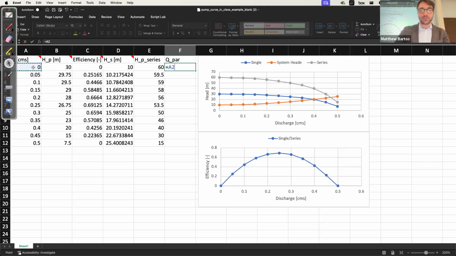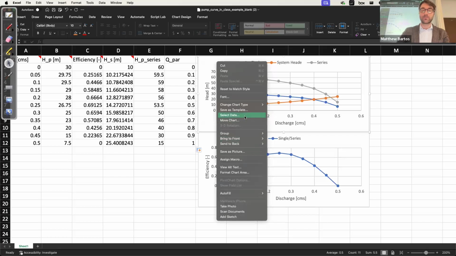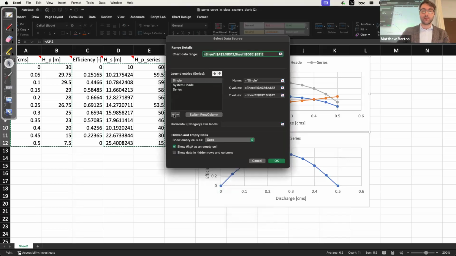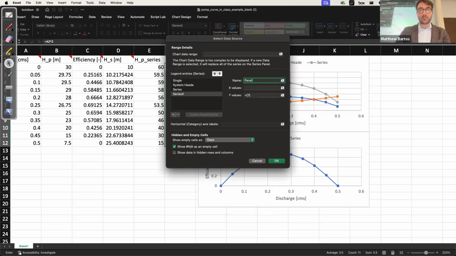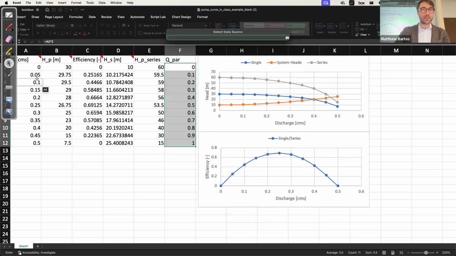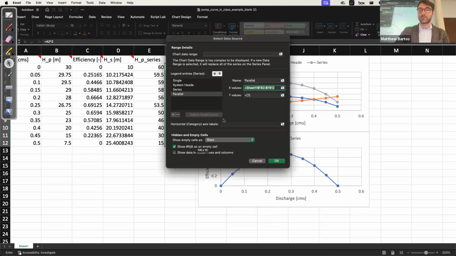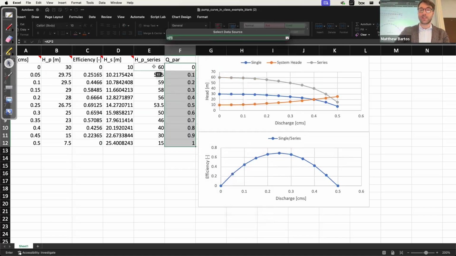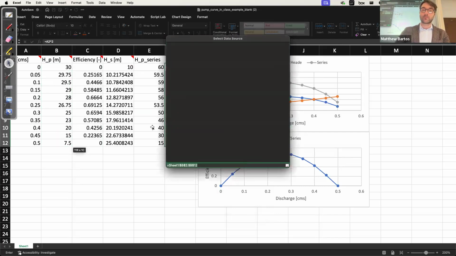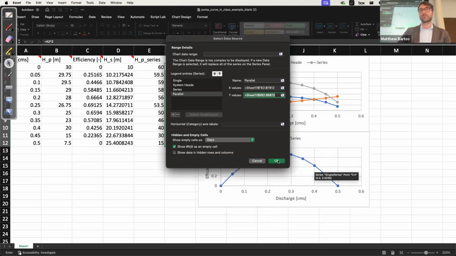So we take our original discharges and multiply them by 2. That will give us our new pump curve. So I'm going to add a new series here for the pumps acting in parallel. For the X values, I'm going to select this set of discharges here. And for the Y values, I'm going to select our original HP. Because remember, we're only multiplying the discharges by 2, not the heads.